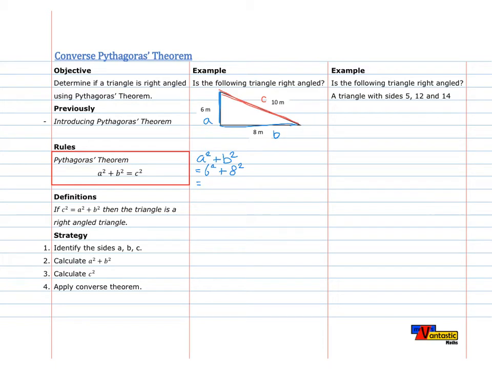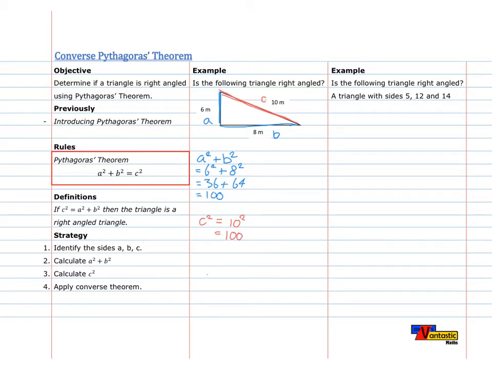And I'll use my calculator here. 6 squared is 36 plus 8 squared, which is 64. And 36 plus 64 is 100. So the second step now is to figure out what c squared is. So c squared is equal to 10 squared, and 10 squared is 100.